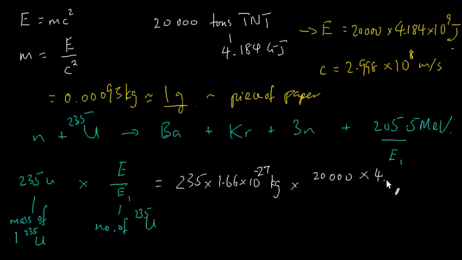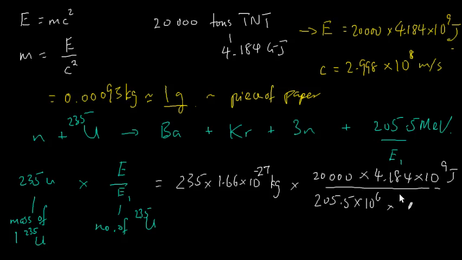20,000 times 4.184 times 10 to the power of 9 joules. And the energy produced by the fission of one atom is 205.5 MeV. Now we need to convert MeV to joules. So M is 1 million, 10 to the power of 6, and e is the electronic charge, 1.6 times 10 to the power of minus 19. So that would give us the MeV in joules.